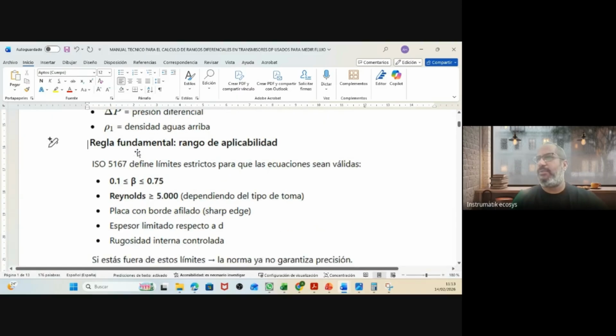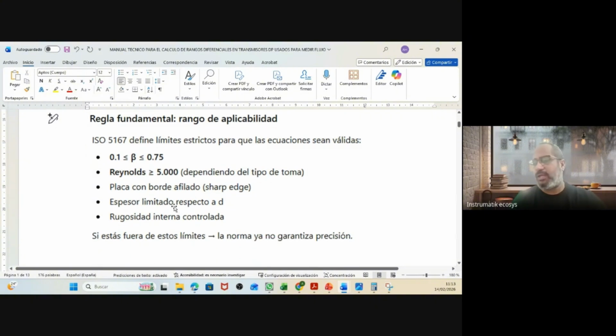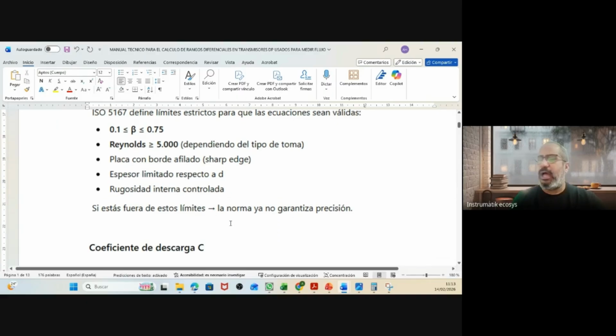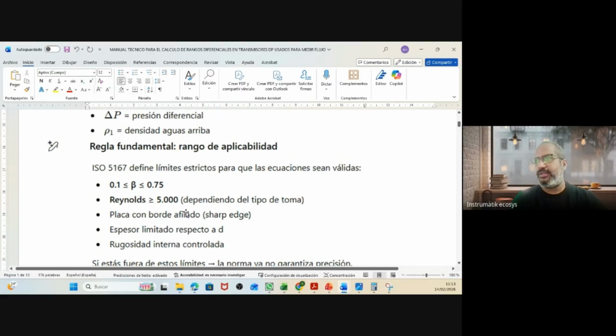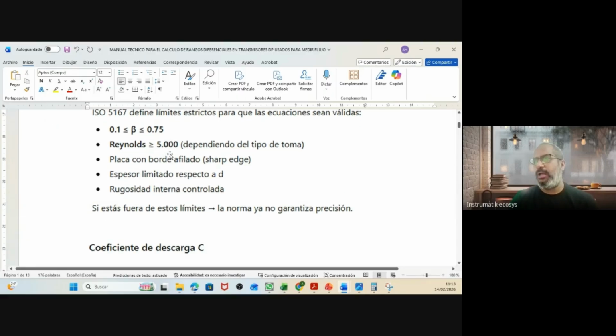If you are outside of these limits, the standard does not guarantee the accuracy of the calculation. So for the standard to guarantee the accuracy, you must fulfill these ranges: the Reynolds number should be greater than 5,000, and the beta ratio should be between 0.1 and 0.75.